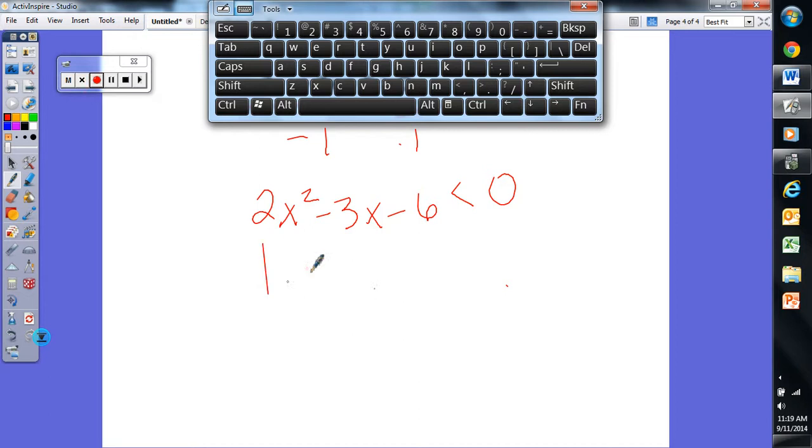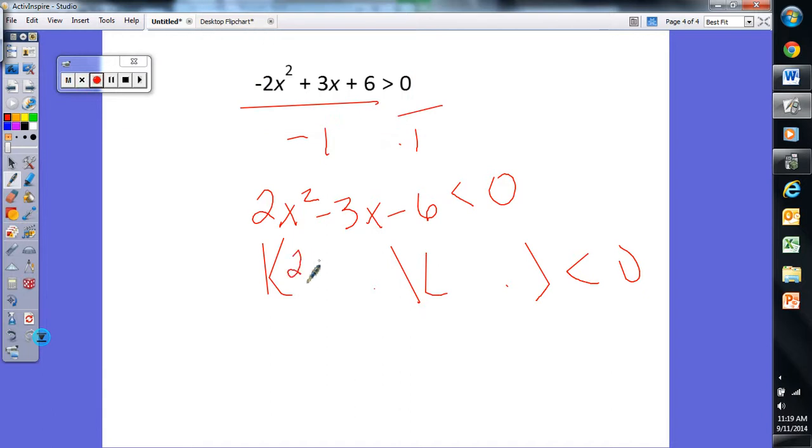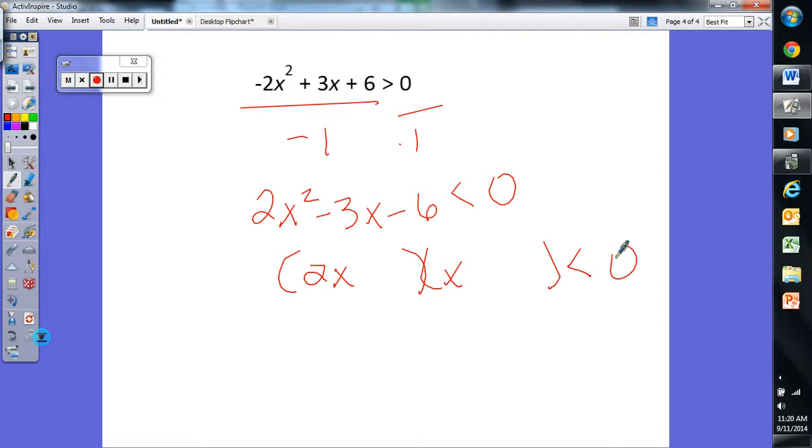Okay, so we're going to factor this. I'm going to try, this is really messy. I need to start over. When is 2x squared minus 3x minus 6 less than 0? So let's try a 3 here and a 2 here, which will never be true because that would be a common factor. So forget that. Just switch the 3 and the 2 around.